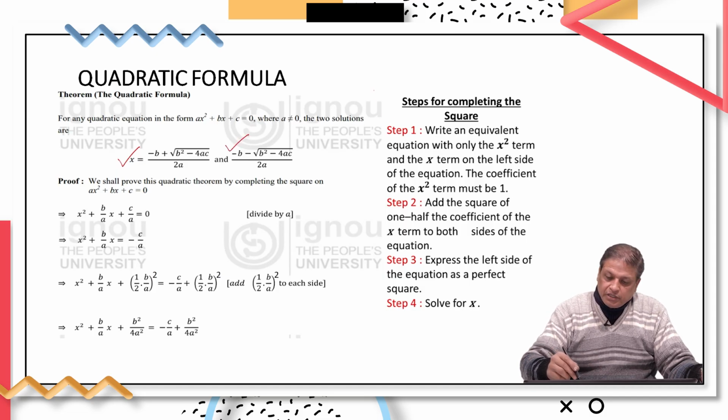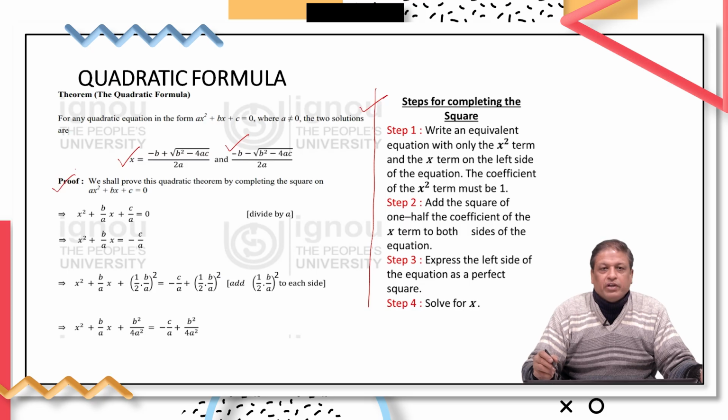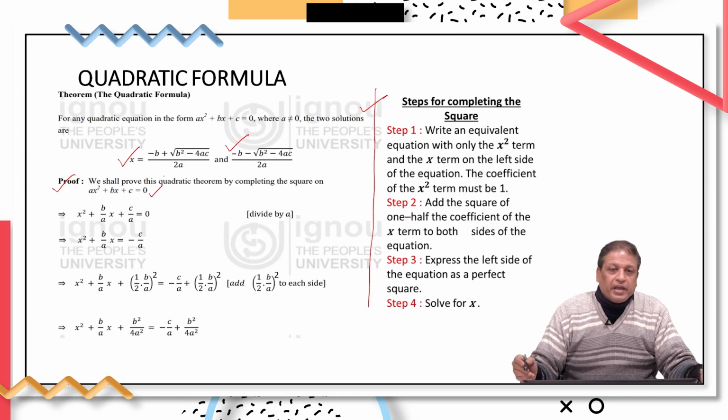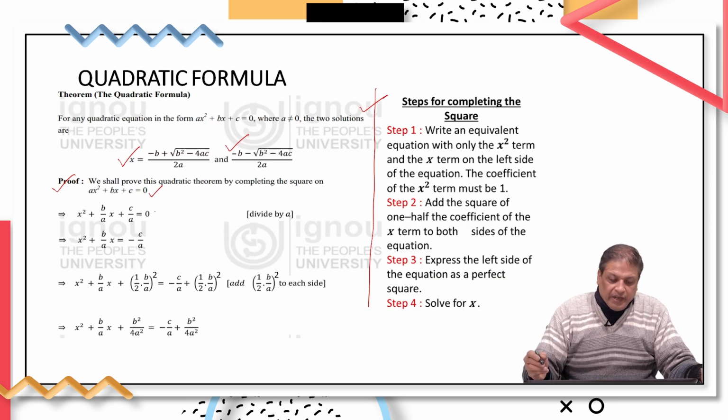For the sake of simplicity, the steps are listed over here on the right hand side of this page and the proof is given over here, and we will discuss the proof in resonance with these steps. First, the equation given to you is ax square plus bx plus c equal to 0. Rearranging the equation, that means dividing the entire equation by a, what you will get is x square plus b by a x plus c by a is equal to 0.